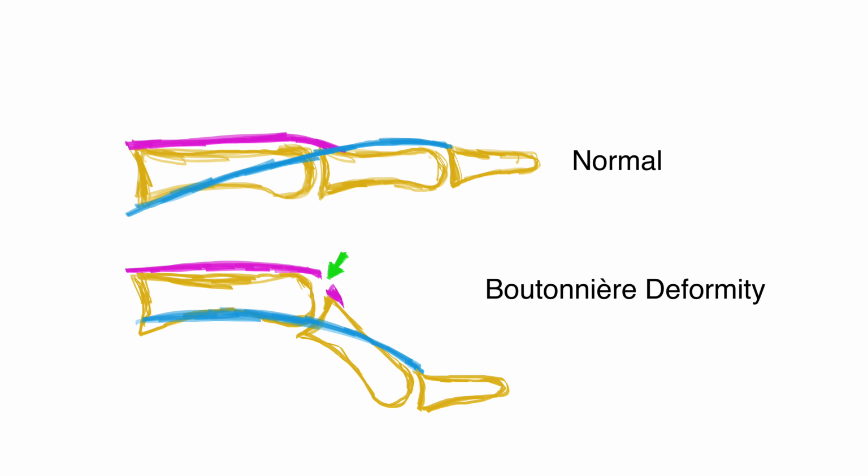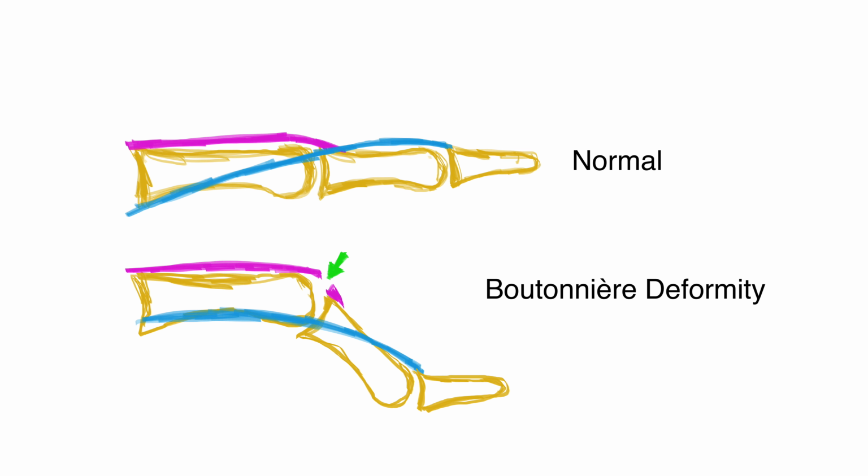But when you have a central slip injury depicted by the green arrow, there's a disruption of that, which then causes the lateral bands to subluxate volarly when the triangular ligament fails, and then what happens is these two lateral bands, instead of being on top or dorsal to the flexion axis of the PIP joint, end up being volar, and that causes the proximal interphalangeal joint to become stuck in a flexed position. But this also causes the distal interphalangeal joint to become hyperextended.